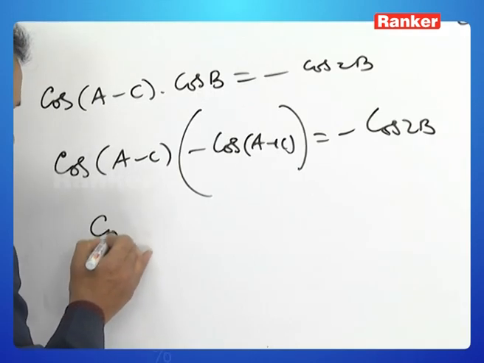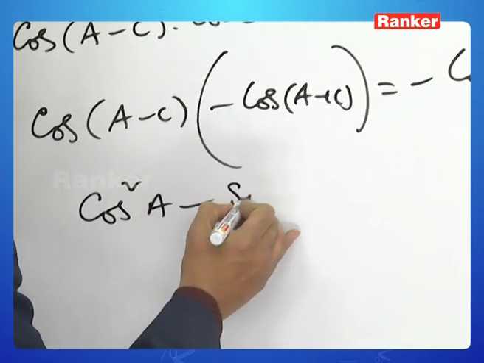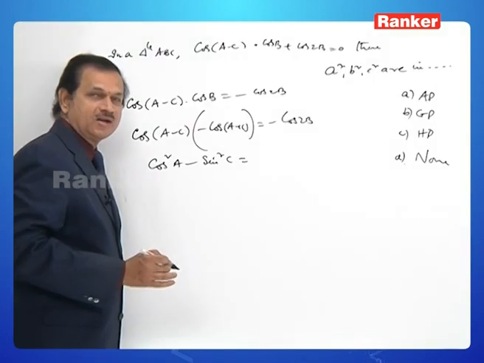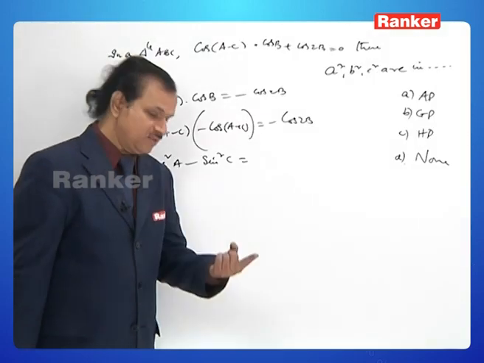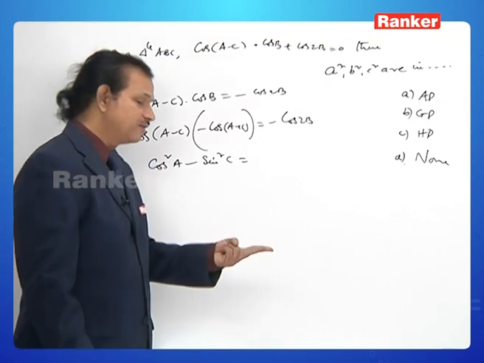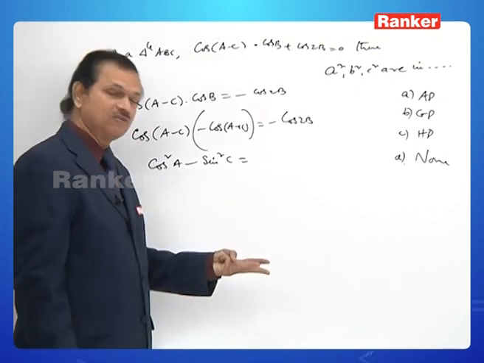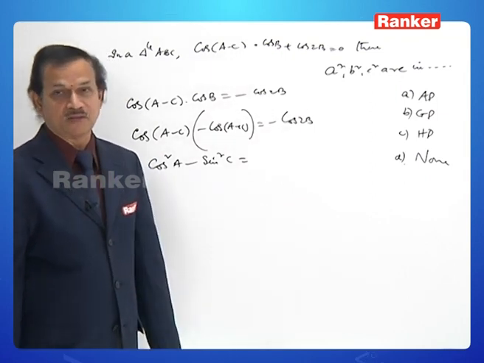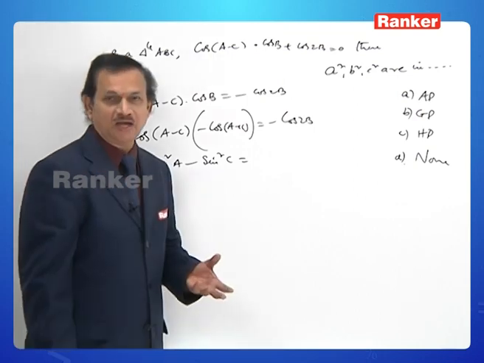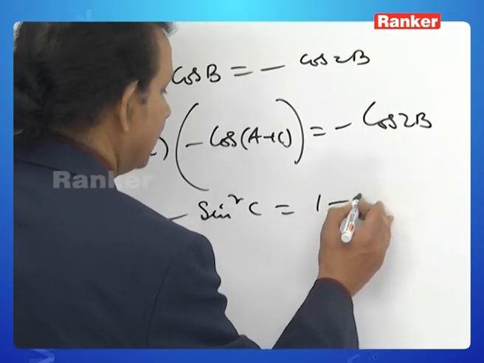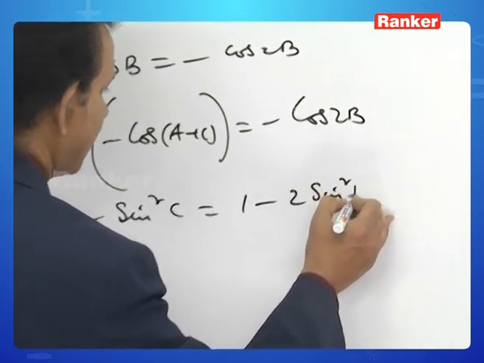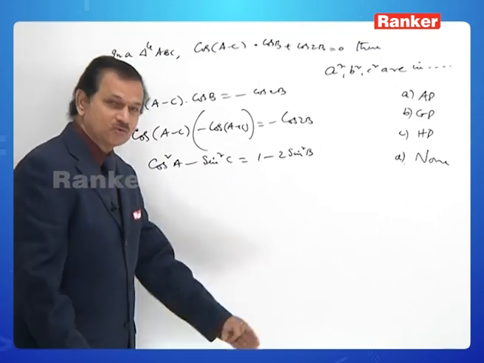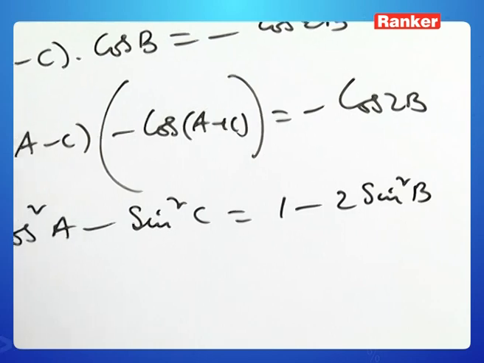It is nothing but cos square A minus sine square C is equal to, what is cos 2B? There are several formulae for cos 2B. One is cos square B minus sine square A, another is 2 cos square B minus 1, another is 1 minus 2 sine square B, and another is 1 minus tan square B by 1 plus tan square B. Here, what is suitable for us? I like to use 1 minus 2 sine square B. You can see the reason, of course, within 2 or 3 steps. Yes, you just follow me.